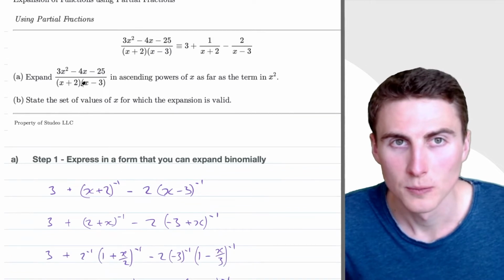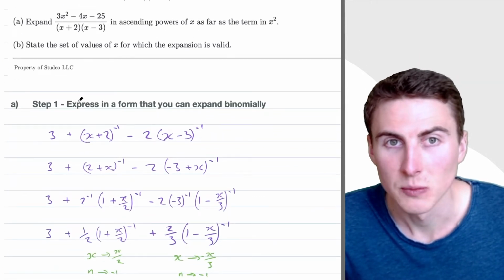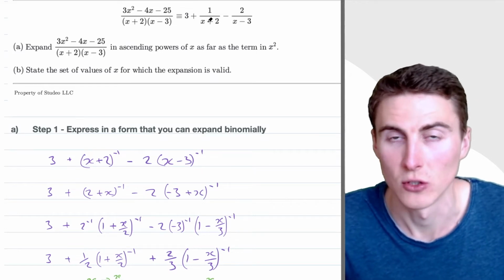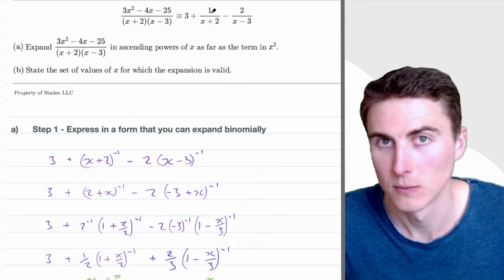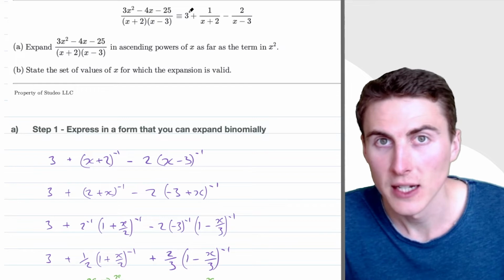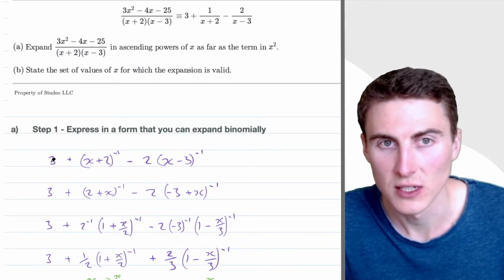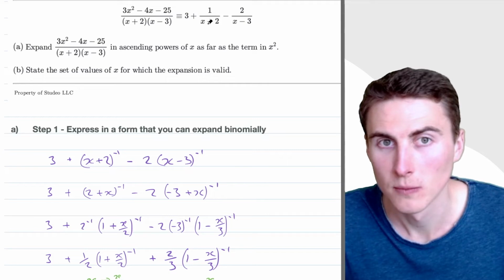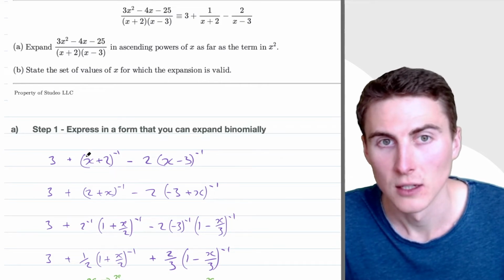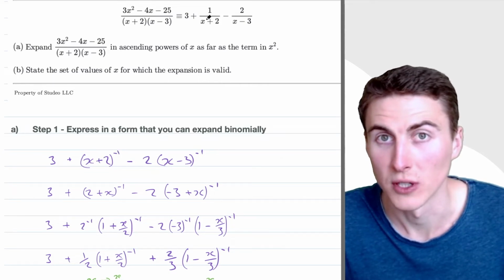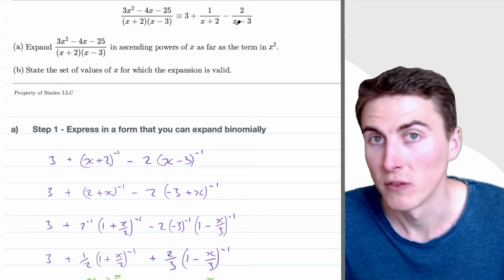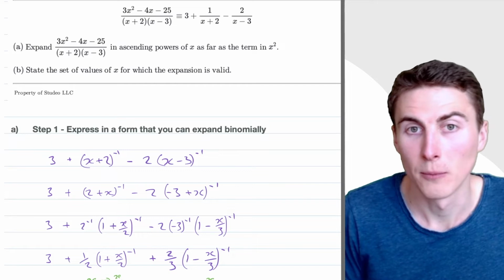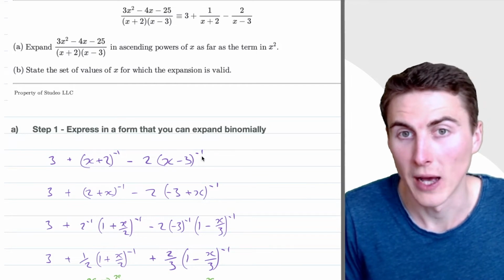So the first thing we need to do, if we want to expand this, is express what we're given in a form that we can actually do binomial expansion on. At the moment, you can't binomially expand this. So what I've done is I've taken this bit here and rewritten it with powers. Rather than x plus 2, I've written that as x plus 2 to the power of minus 1, because you've got to bring this bit to the top. And similarly over here, rather than 2 over x minus 3, I've put x minus 3 to the power of minus 1.